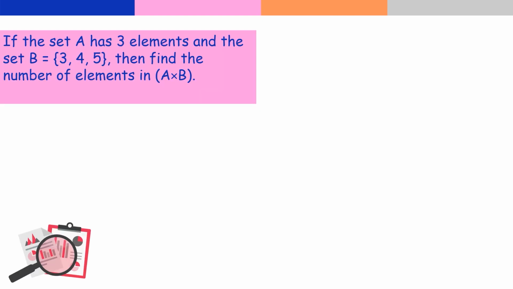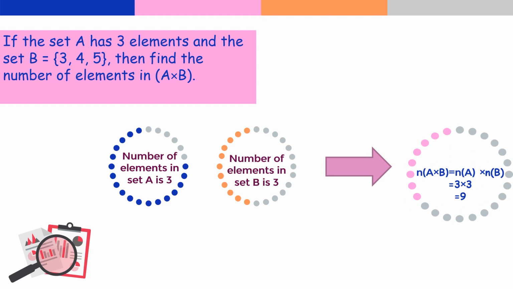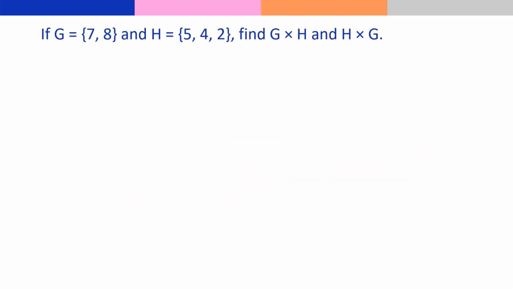Okay. Your next question. If the set A has 3 elements and the set B is {3, 4, 5}, find the number of elements in A cross B. Very simple. A has 3 elements and B also has 3 elements. So how many elements will be there in A cross B? Just multiply the number of elements of A and B, you will get 9 elements. Simple? Yes. Your next question. If G = {7, 8} and H = {5, 4, 2}, find G cross H and H cross G. Just find the Cartesian product.